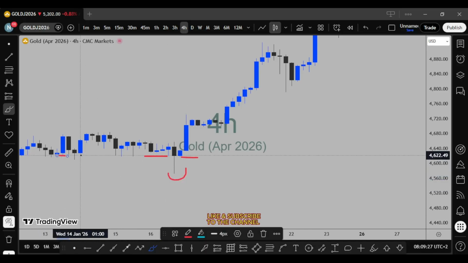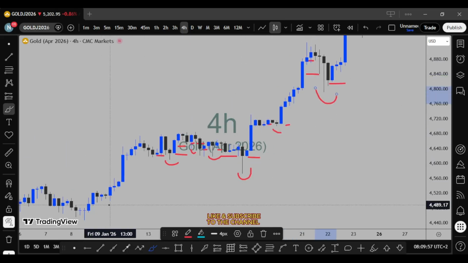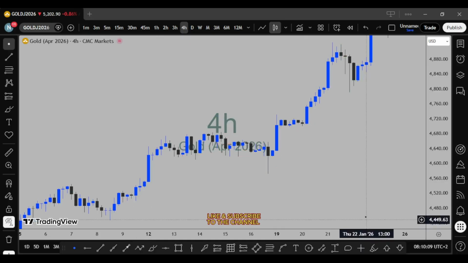A low to the left, here to the right, swing point. To the left, to the right, swing point. Left, right, swing point. We don't have it here, we have it here. Left, right, swing point. Left, right, swing point. So these are our swing lows because they are to the downside. Let's go to the upside.